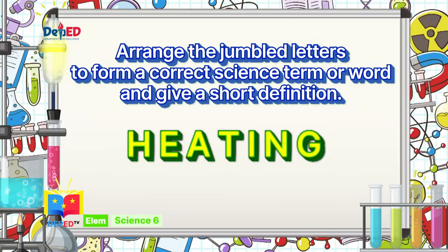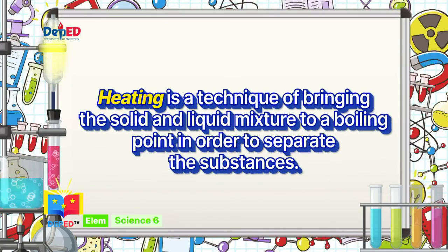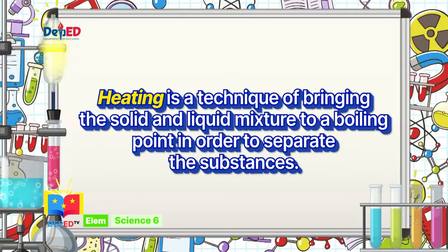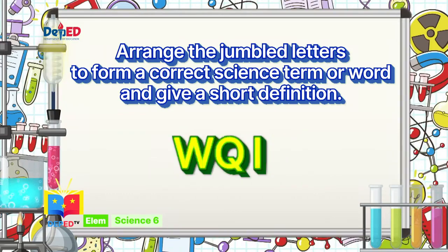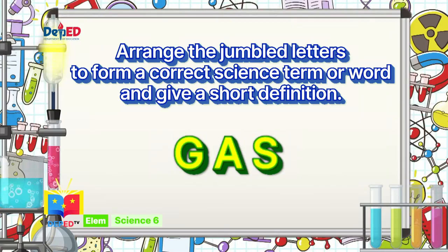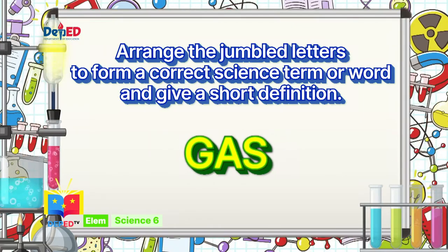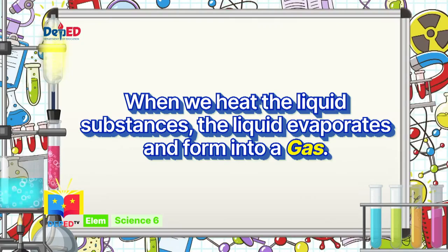The correct answer is heating. What is heating? That's right! Heating is a technique of bringing the solid and liquid mixture to a boiling point in order to separate the substances. The correct answer is gas. What is gas? Very good. When we heat the liquid substances, the liquid evaporates and forms into gas.